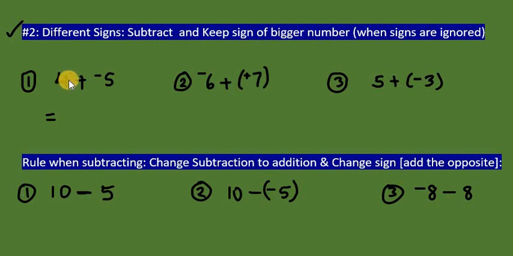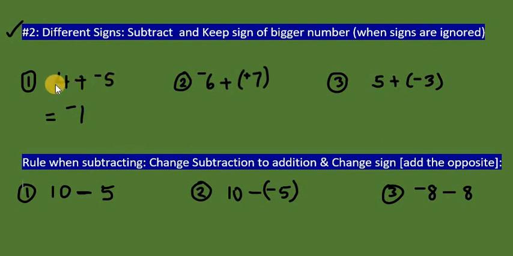But let's go back to the first one. We're adding positive 4 to negative 5. Because they have different signs, we want to subtract. So we're going to ignore the signs, of course. Take 4 from 5, we'll get 1. And if we ignore the signs, as we said before, which one will be bigger? The 5. 5 is bigger than 4. So we're going to keep the sign of that. And so it's negative 1.